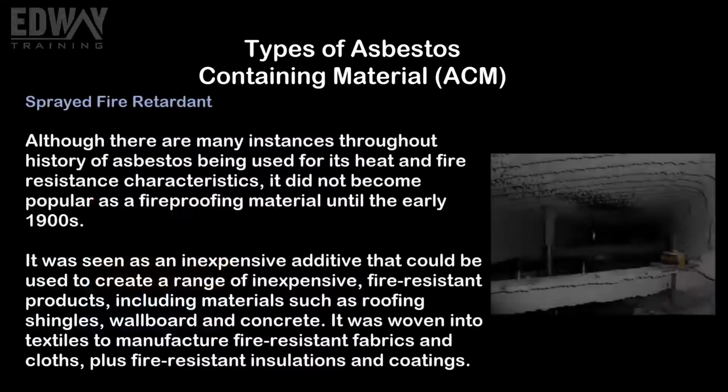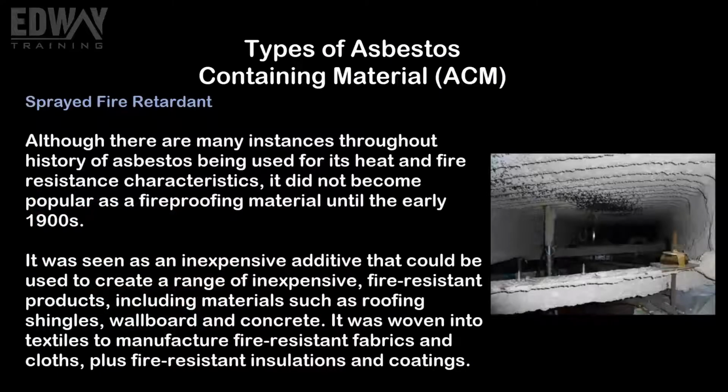Sprayed fire retardant. Although there are many instances throughout history of asbestos being used for its heat and fire resistance characteristics, it did not become popular as a fireproofing material until the early 1900s. It was seen as an inexpensive additive that could be used to create a range of inexpensive fire-resistant products, including materials such as roofing shingles, wallboard and concrete. It was woven into textiles to manufacture fire-resistant fabrics and cloths, plus fire-resistant insulations and coatings.